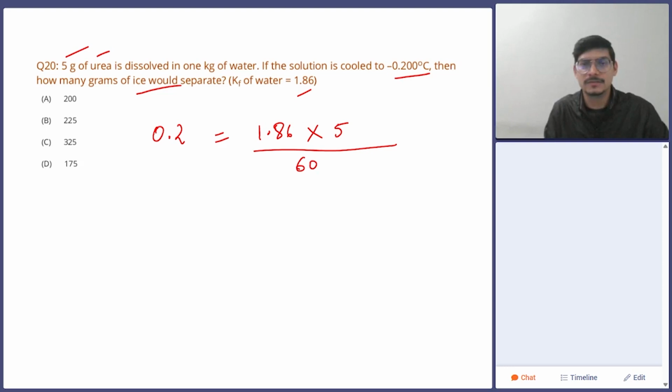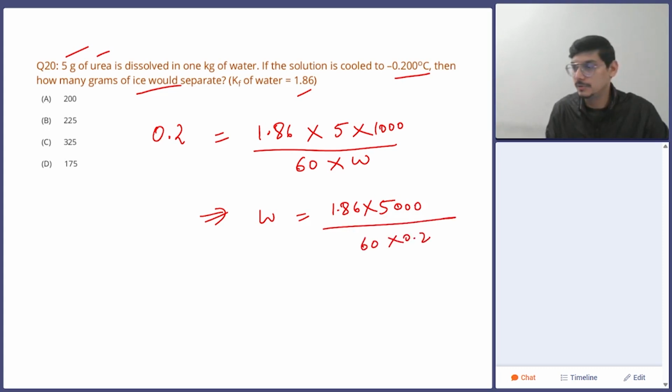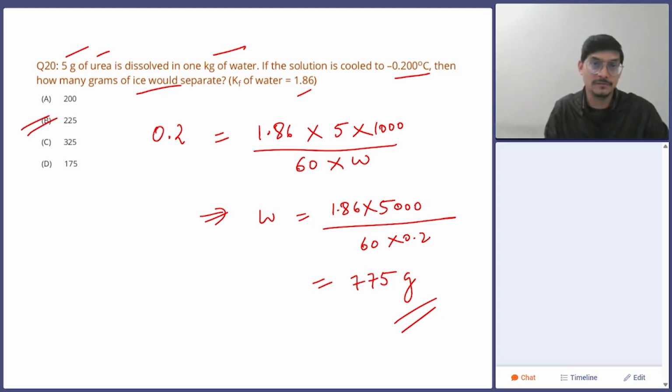The molar mass of urea is 60, so the number of moles is 5 divided by 60. And let's say the mass of water still remaining in the liquid form is W in gram, multiplied by 1000, to convert W into kg. So W is the mass of water still remaining as liquid, and this is 1.86 multiplied by 5000 divided by 60 and 0.2. When you calculate it, you will realize that this is coming out to be 775 gram. Earlier you had 1 kg of water. Now there is 775 gram of water in the solution. So that means 225 gram of water has crystallized out in the form of ice.